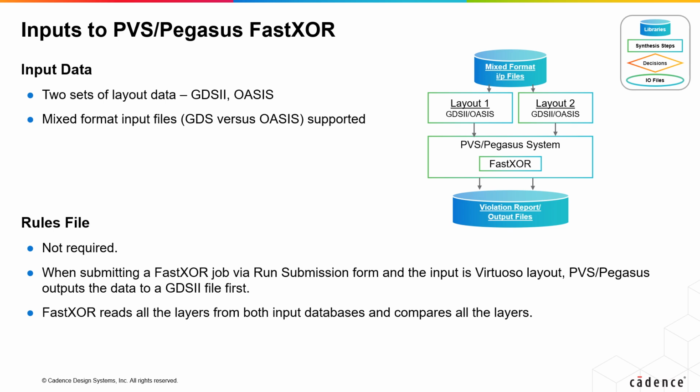You can specify additional options if the primary cell name of one input file differs from the primary cell name of the other. When you submit a FastXOR job using the run submission form, the input is a Virtuoso layout. PVS or Pegasus will first output the data to a GDS2 file. FastXOR will then read all the layers from both input databases and compare them. If there are differences between the two designs, your error output is in GDS2 format.